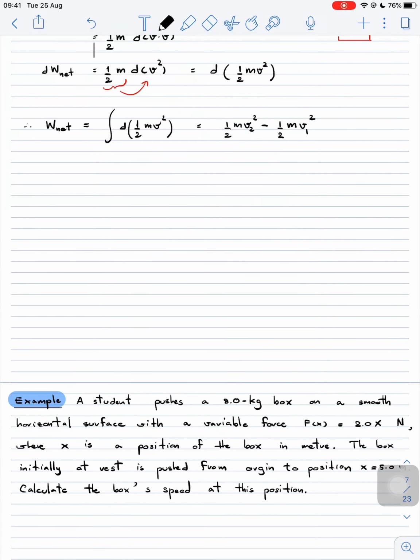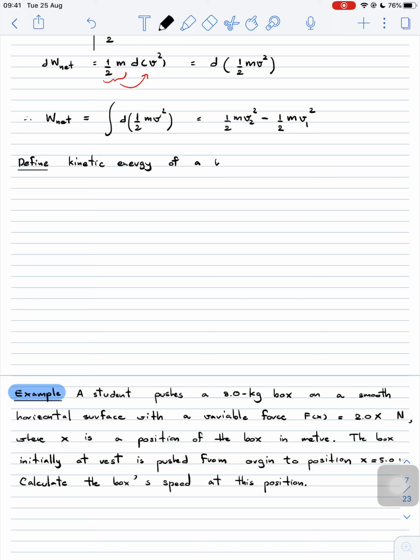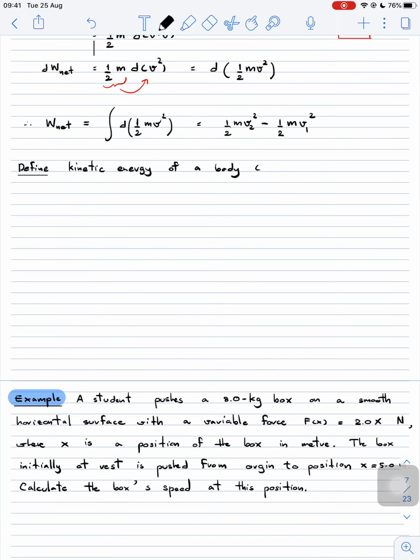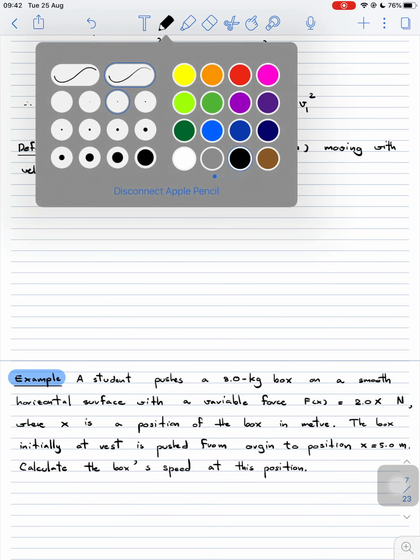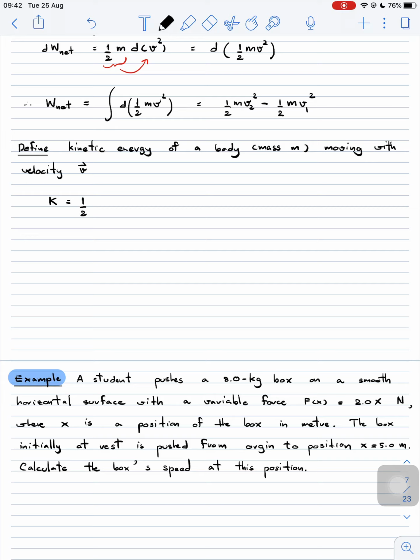Okay, so now at this point we can define the kinetic energy of a body with the mass m moving with the velocity v. We use the symbol K equal to 1/2 mv square. Okay, this is the kinetic energy of the object. K equal to 1/2 mv square.